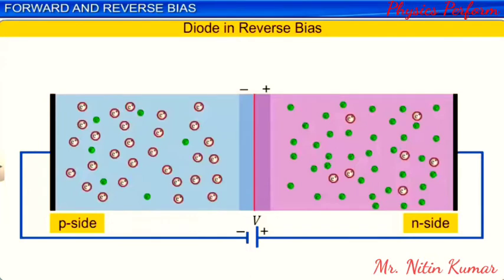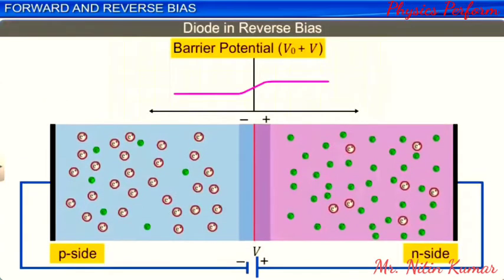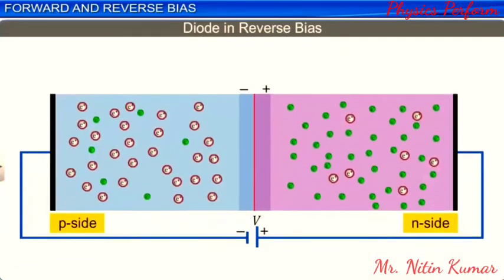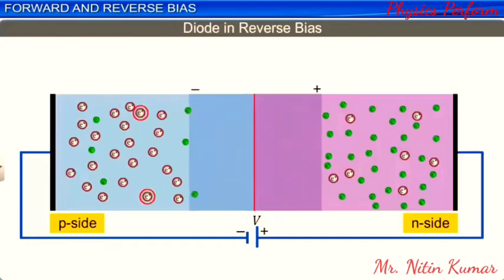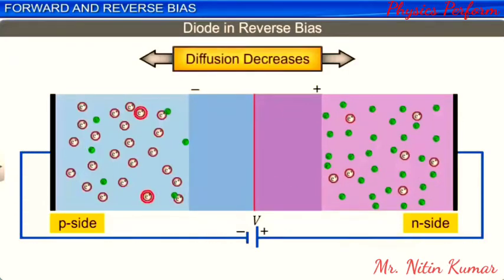When a diode is reverse biased, the barrier potential across its PN junction increases and is given by the sum of the barrier potential V0 at equilibrium and the externally applied voltage V. Also, the width of the depletion region around the PN junction increases. The increase in barrier potential and width of the depletion region leads to a decrease in the diffusion of holes from the P side to the N side and of electrons from the N side to the P side across the junction.